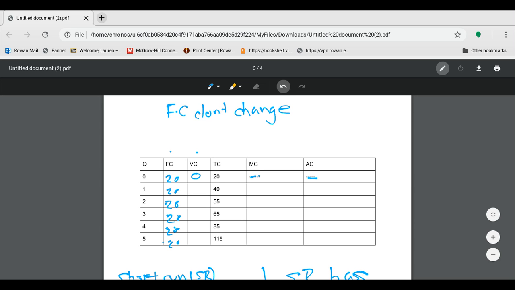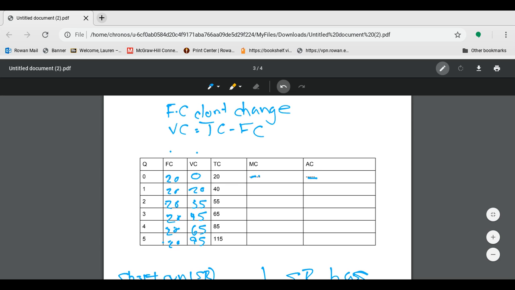20, 20, 20. Now what changes is our variable cost. We can find that just by taking total cost and subtracting our fixed cost, or 20, just rearranging that total cost equation. So 40 minus 20 is 20. 55 minus 20 is 35. 65 minus 20 is 45. 85 minus 20 is 65, and then 95. That's not too bad, right?